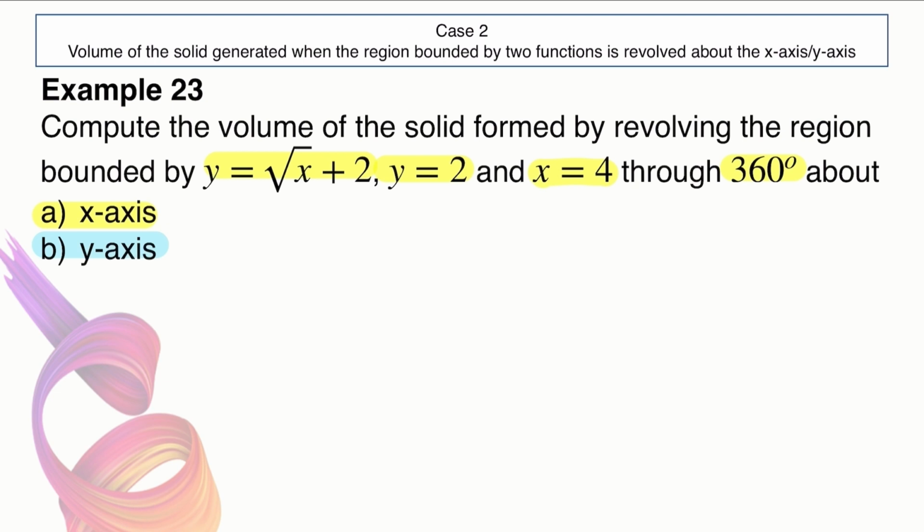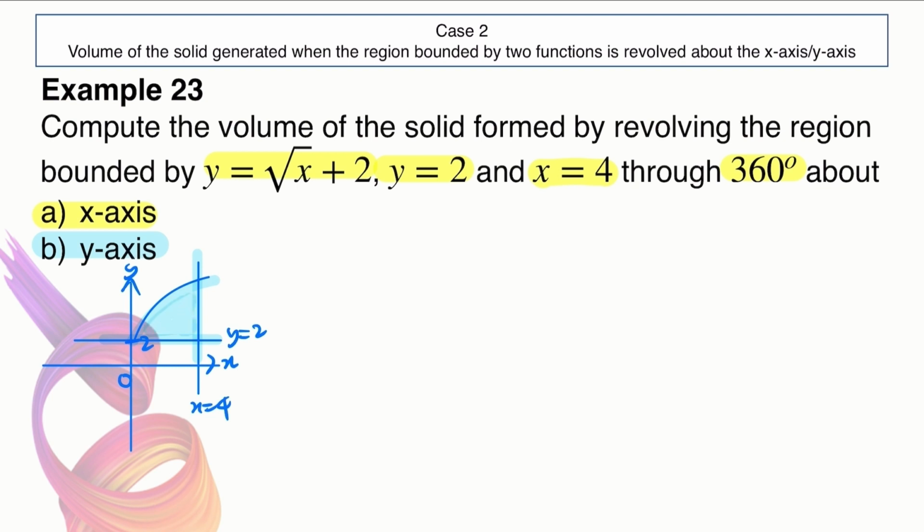Let's again sketch the graph. Here is 2, and the graph of square root x plus 2 will look like this, and we have y equals 2, which is this one, and we have x equals 4, which is this one. Now let's find the boundaries: square root x plus 2, y equals 2 and x equals 4. So here is the area.